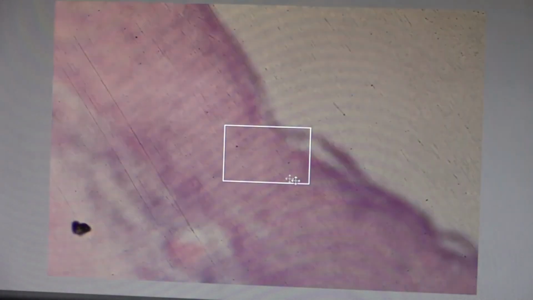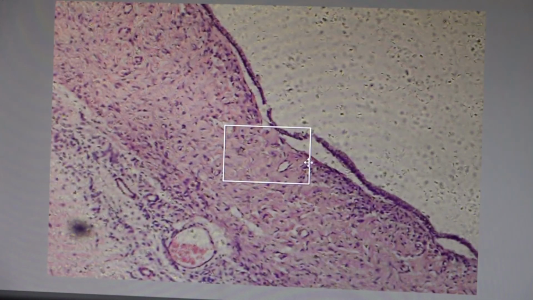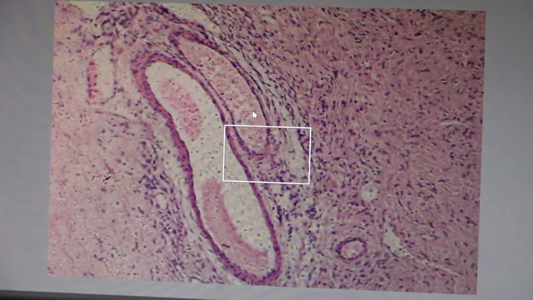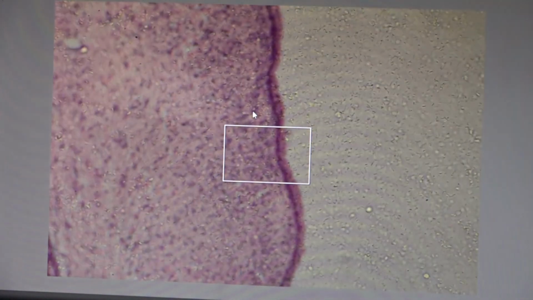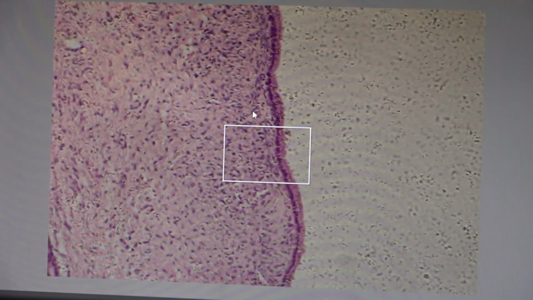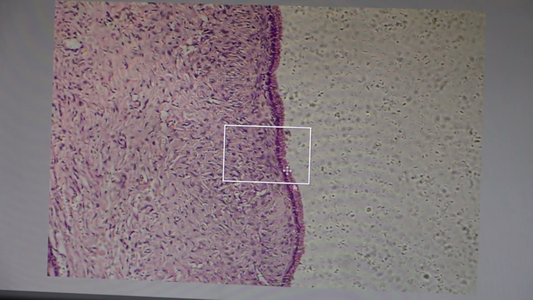Also, this lining epithelium showed benign features, no evidence of atypia, no evidence of mitosis, no evidence of hyperchromatism or other changes. This is the lining epithelium, this is the fibrous wall. This is mucinous cystadenoma of the ovary. This is the benign looking epithelium of the cyst.